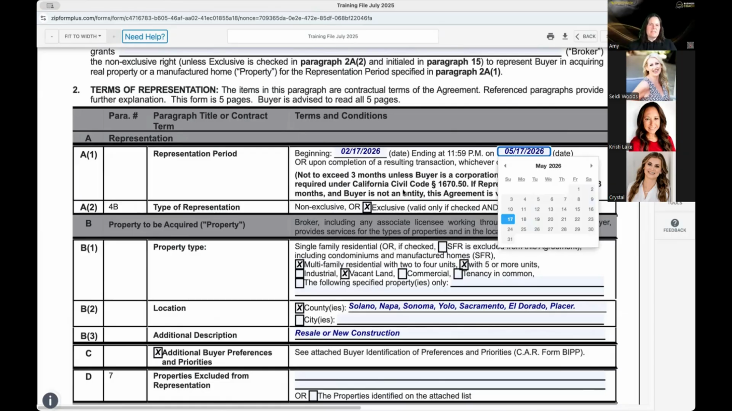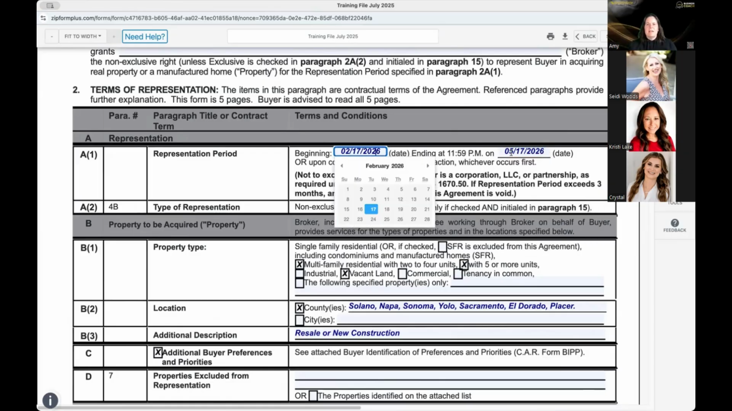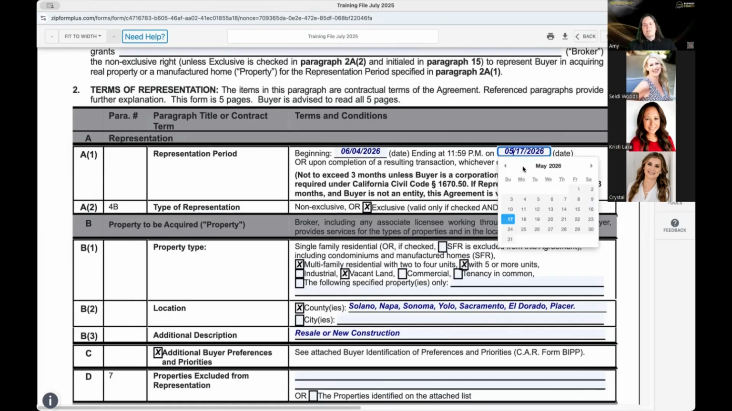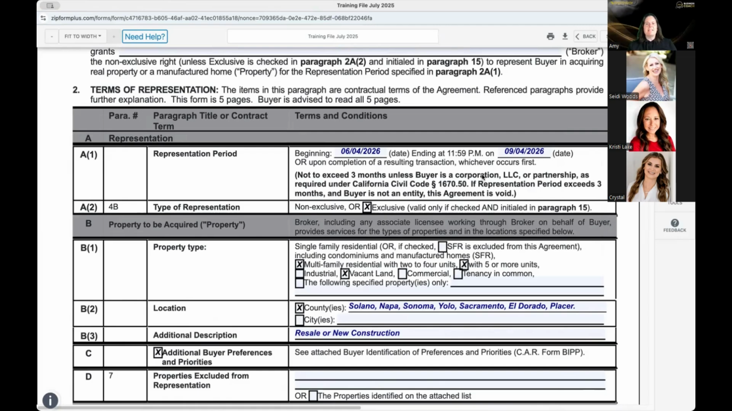So if today is May, June 4th, we'd go July, August, September. Oops, I skipped it. September 4th. We don't have to count out 90 days. It's just 3 months. So we can go from this date to this date in 3 months. Then what you would do is use a modification of terms for the buyer representation agreement. It's an MT-BR form. You can extend that in the future.